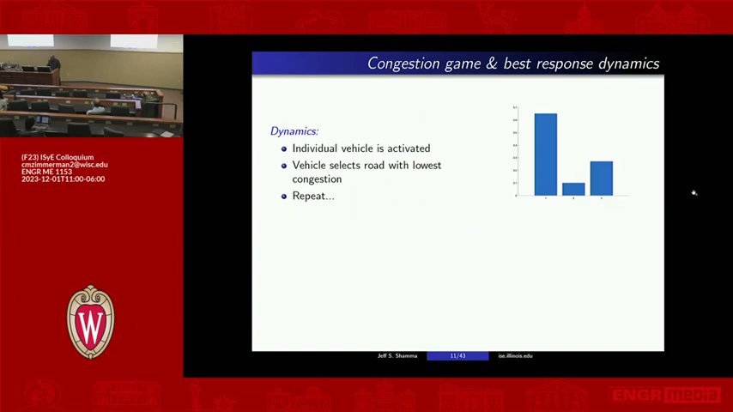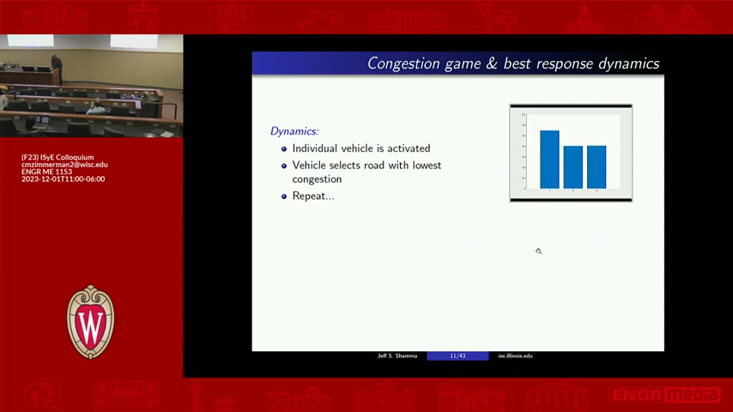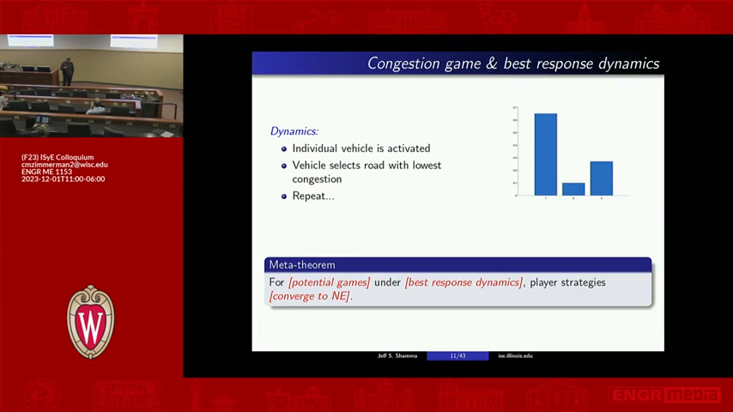And so now here's dynamics. We're gonna pick a driver. That driver is going to switch to the road that has less congestion and then repeat. And so this is the animation of the evolution of the congestion. You see it evolves to equal congestion on these roads. And this is the meta theorem. For this specific setting, for potential games under best response dynamics, player actions converge to Nash equilibrium. We just saw an illustration of that happening in this specific case.